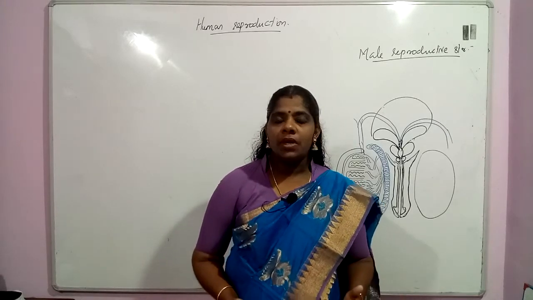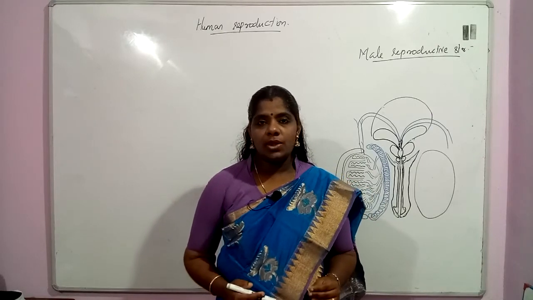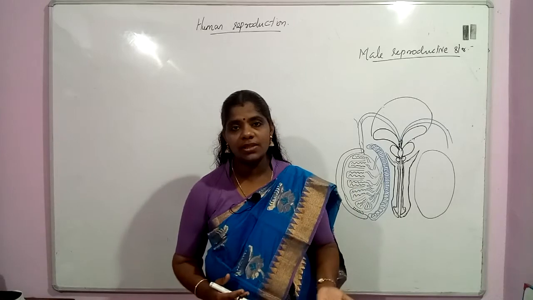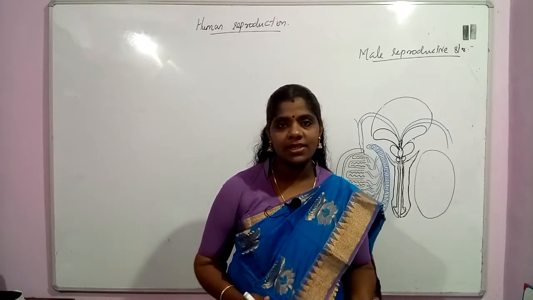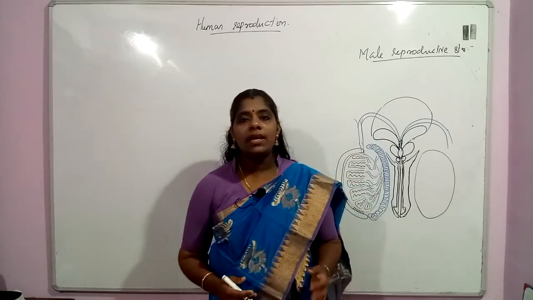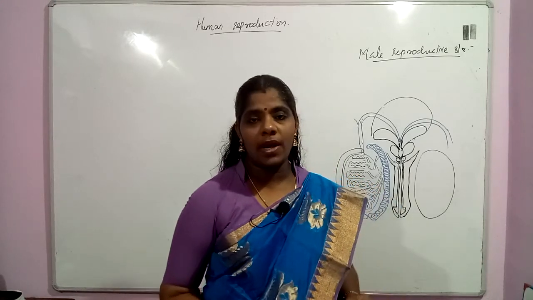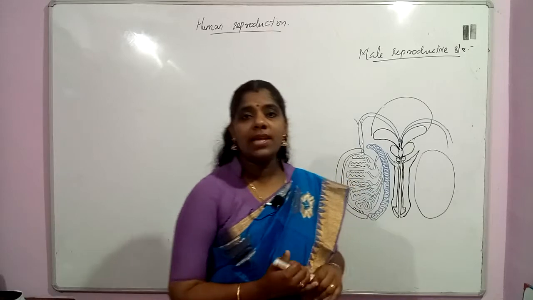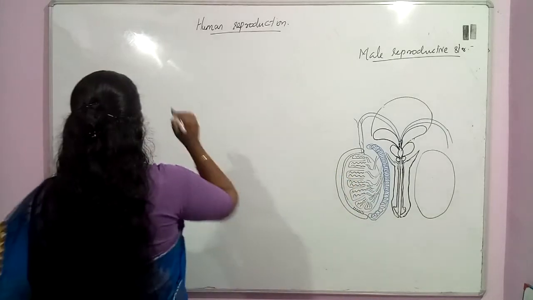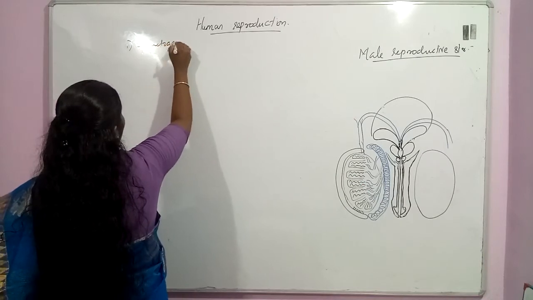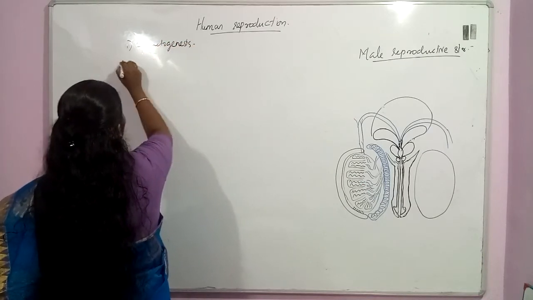When we studied sexual reproduction, there are different events: pre-fertilization events, fertilization, and post-fertilization events. Here also I am going to explain the steps followed in human reproduction. The first step is gametogenesis. The second step is gamete transfer by insemination.